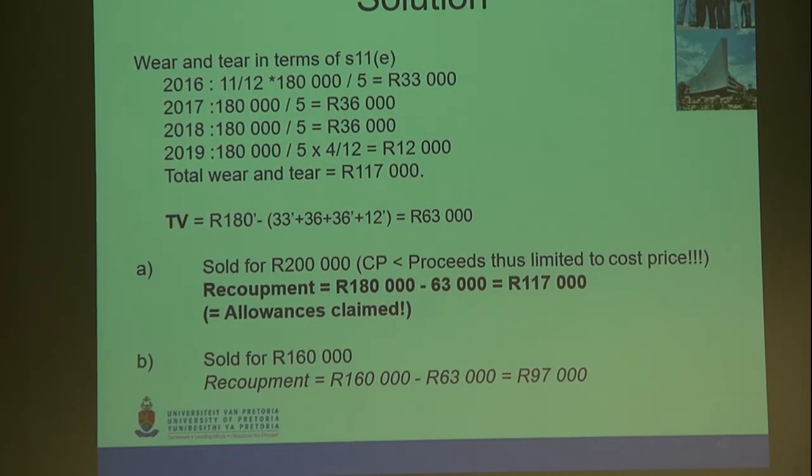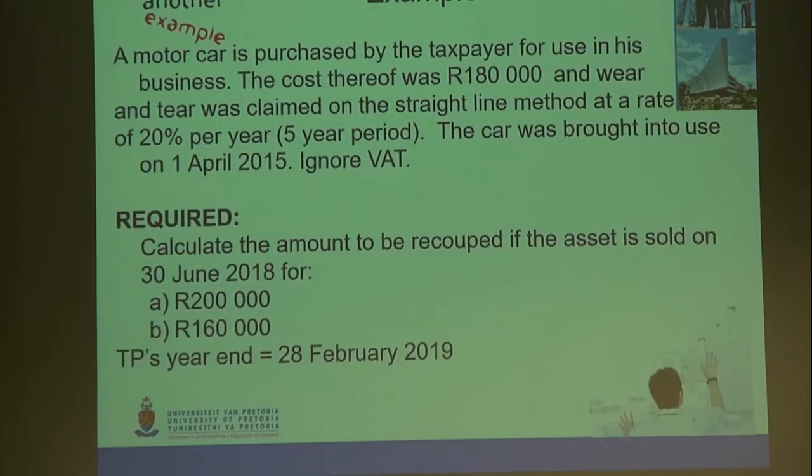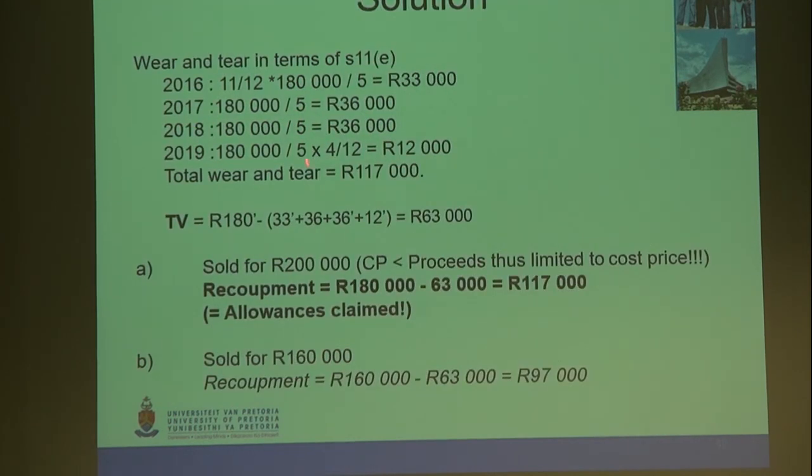Okay, right. So they told us we sold it on 30 June, so we could still claim it for March, April, May, June, 4 months in the current year. And that is why we say times 4 over 12. Right, so why are we working out the allowances for every year?